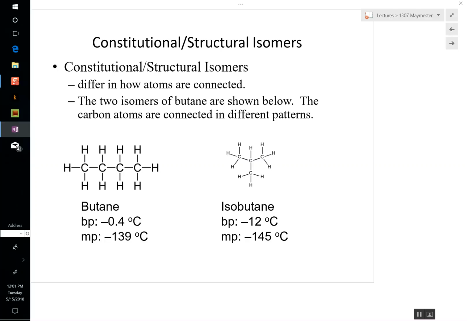Let's look at the molecular formula. So I'm going to count carbons and hydrogens over here. We got 4 carbons. How many hydrogens? 10. C4H10. That's the molecular formula. Now let's look over on the right. How many carbons are there? Count the hydrogens. How many hydrogens are there? 10. These 2 molecules have the exact same molecular formula, but different structures.